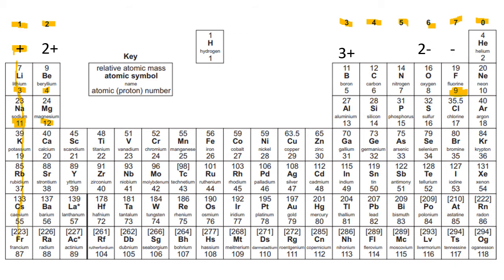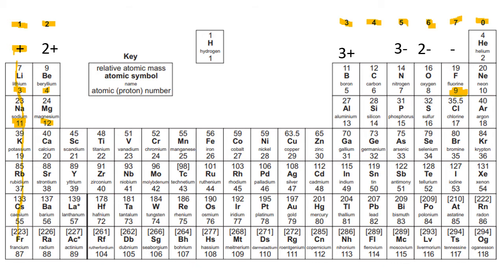Group 6 and 7. Group 7 first are 1 negative. They always need to gain 1 electron because they've got 7. They need 8. So they'll become 1 negative. Group 6 needs 2 electrons to fill its outer shell. So it gains 2 electrons, becomes 2 negative, and then group 5 becomes 3 negative.